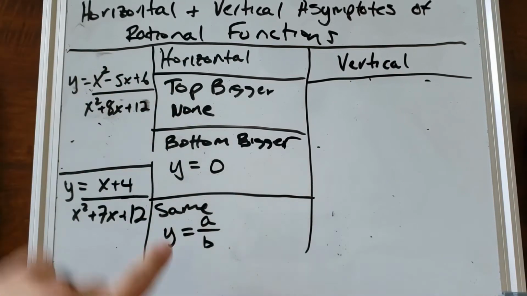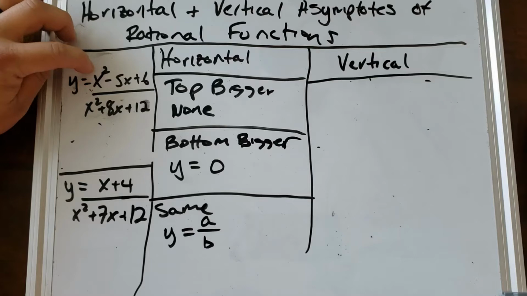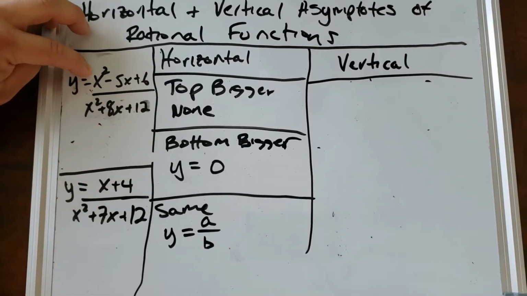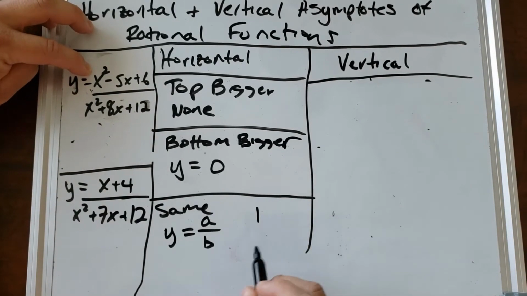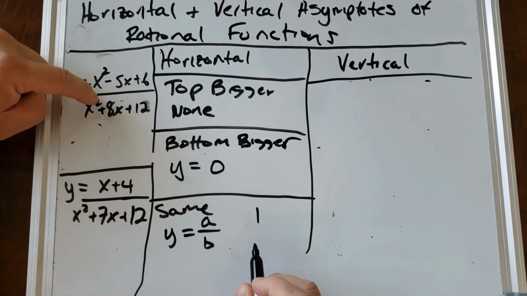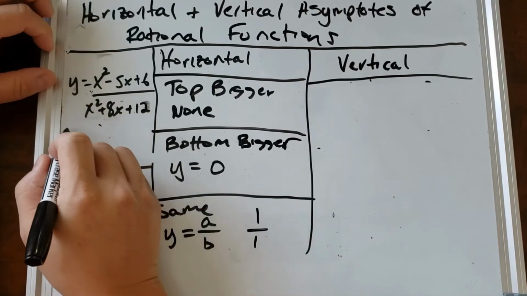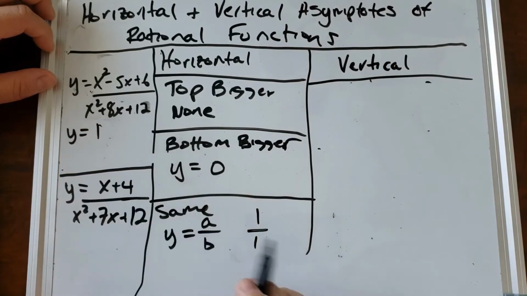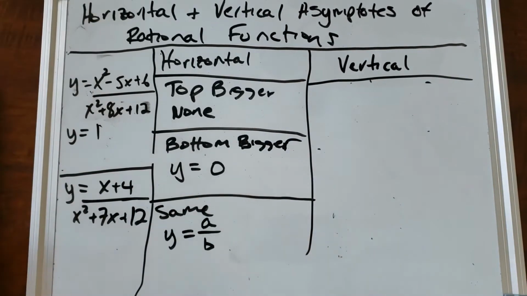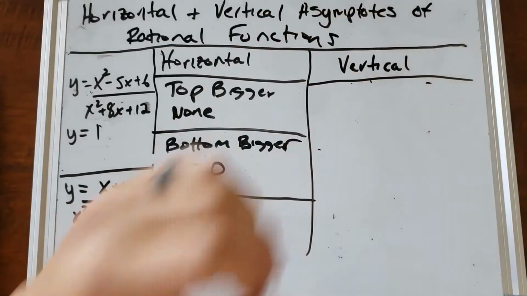On this one, I had a 2 and a 2, so that means they're the same. So I'm going to look at this number in front. There's no number here, so what number is that? If there's no number, it's a 1. Over here, again, is my 2. What's the number in front of there? That's also a 1. So my asymptote here is going to be y equals 1. Now I'm going to find my vertical asymptote.